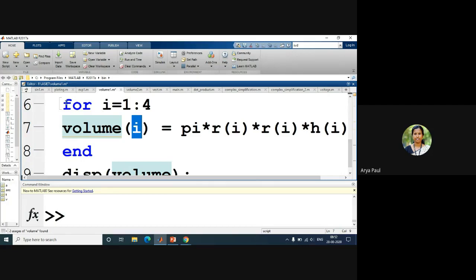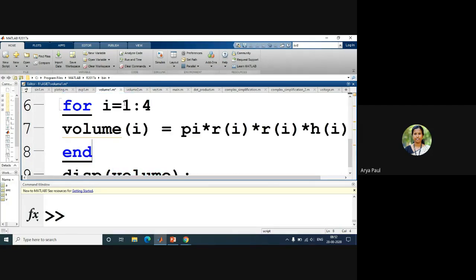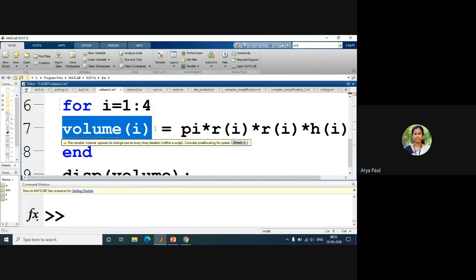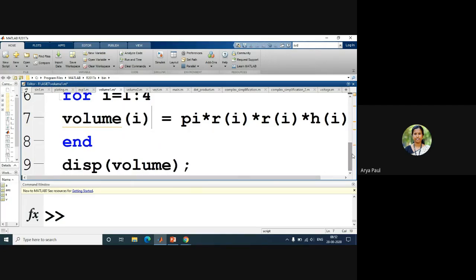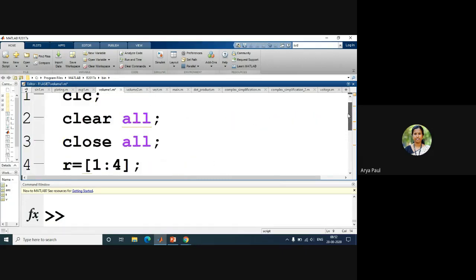So this is the implementation of just a loop, for I varies from 1 to 4. Volume of the first cylinder, then volume of the second cylinder, volume of the third cylinder, and volume of the fourth cylinder. So volume becomes an array by means of these volumes of 4 cylinders. Then at the end of the for loop, you can display the volume as disp volume. This is a simple for loop implementation.